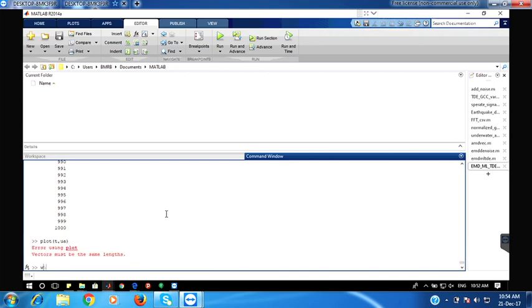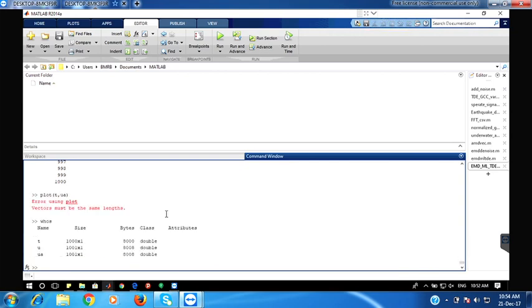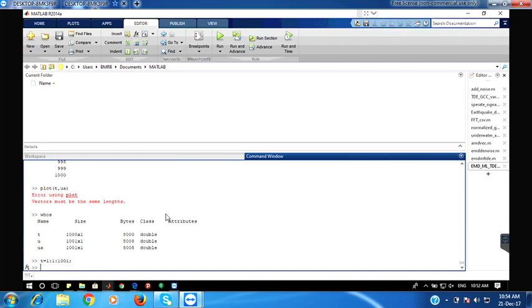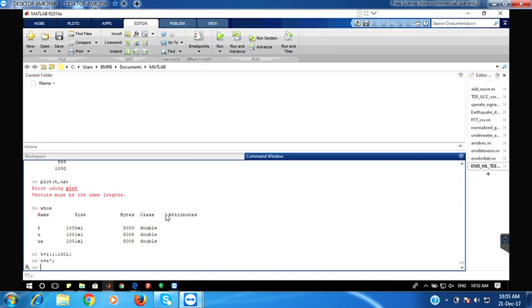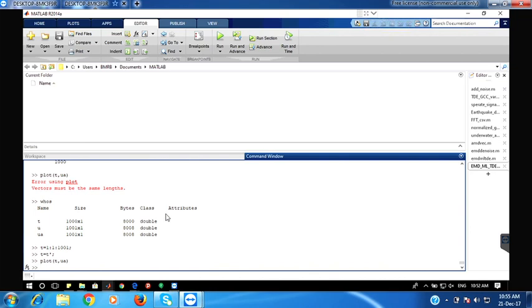Let me do 1001. Okay, t is equal to 1. Okay, plot, sorry, t is equal to t transpose. Plot t, u. Okay.